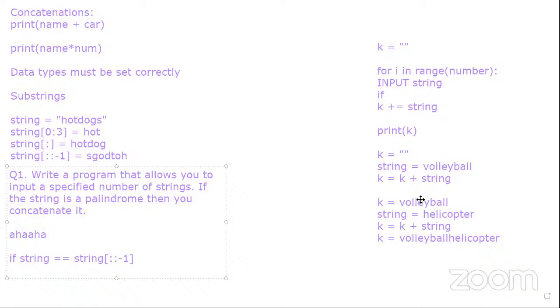Second thing you've got to do is you've got to use an if statement to check, is this string that I've just input a palindrome or not? And I've explained to Zayed how you can do that. And then the third thing is, if this string is indeed a palindrome, you've got to concatenate it into one big concatenation.